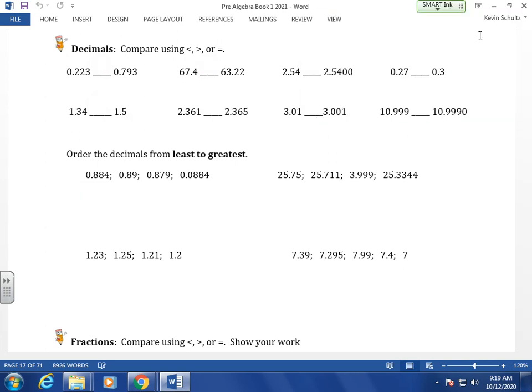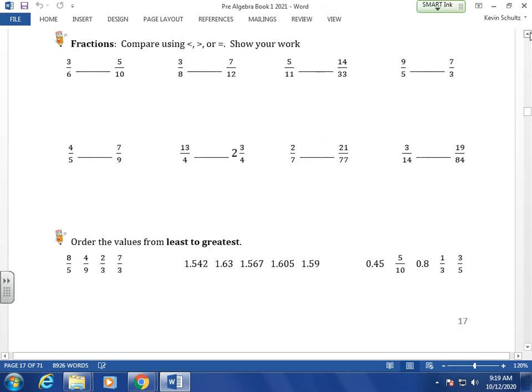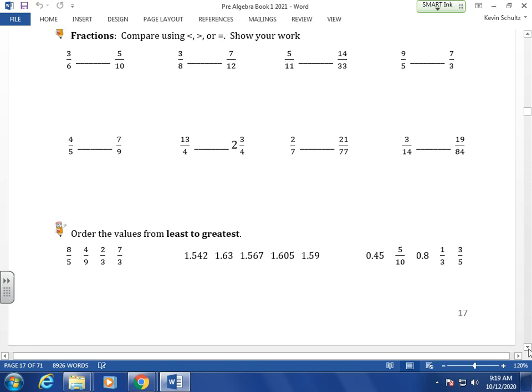And the final section of this page, fractions. Okay. So for these, there were a couple different methods that we talked about. Equivalent fractions could be used. Otherwise, comparing to 0, half, and 1. Either way you did it, 3/6 is equal to 5/10. Both of them simplify to be 1/2.